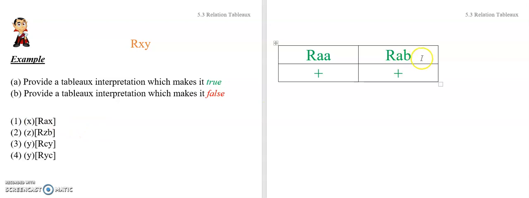Okay, so let's go ahead and see if you can figure out, based on this, how to provide a tableau interpretation which makes this same sentence 1 here false. Pause now.